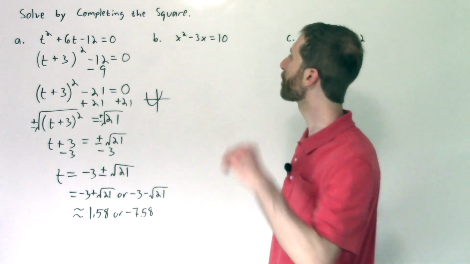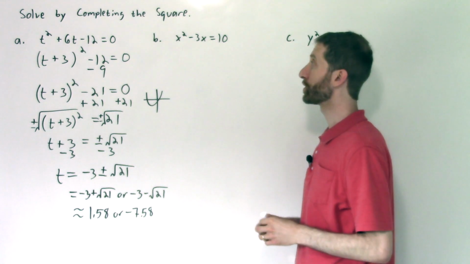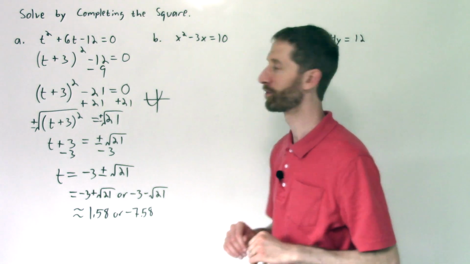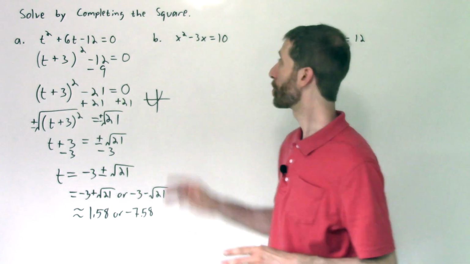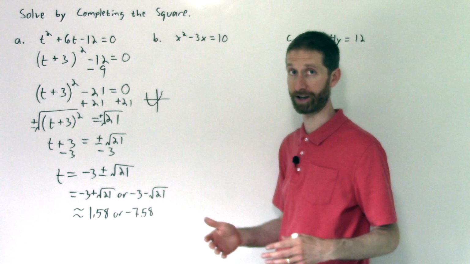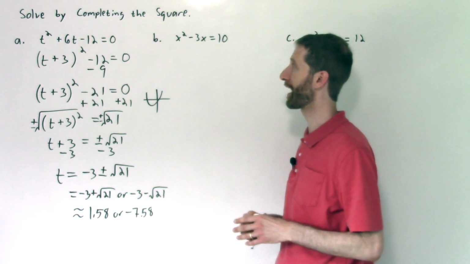All right, let's go over a couple more examples. This next one, you might notice, is not set equal to 0. Now, let me just point out, you could actually factor this to find your solution. So we could subtract 10 and then factor it. But I've asked you to use completing the square, so let's do that.